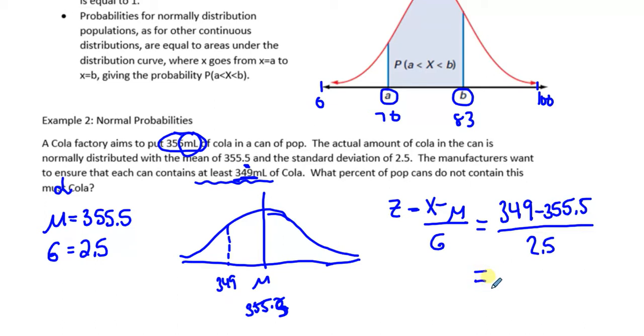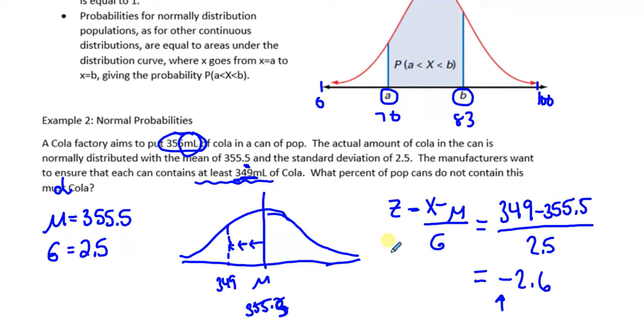When we calculate that, 349 minus 355.5 divided by 2.5, I do it all in one shot, I get negative 2.6. This means that 349 is 2.6 standard deviations away from the mean, but since it's negative, it's 2.6 in this direction. So maybe 1, 2, and then 0.6, a little bit more. Now we want to look up this z-score in the normal distribution table.